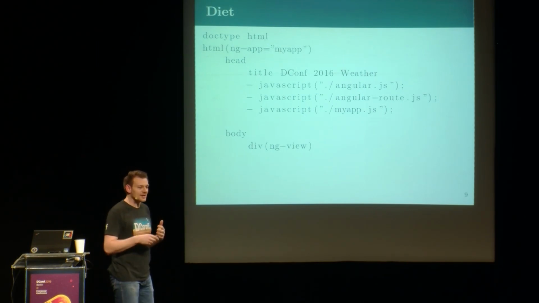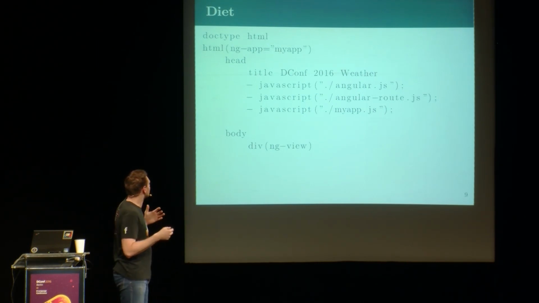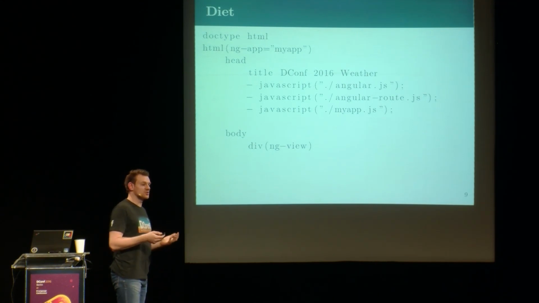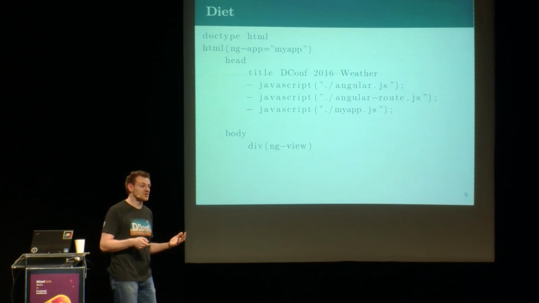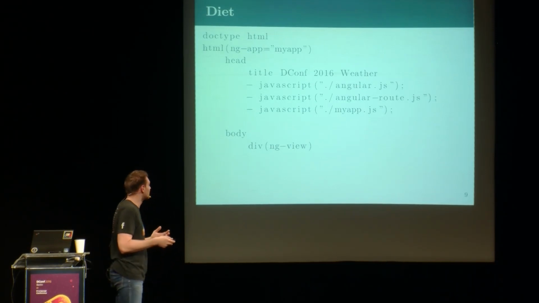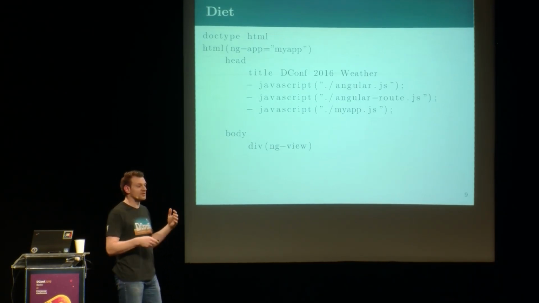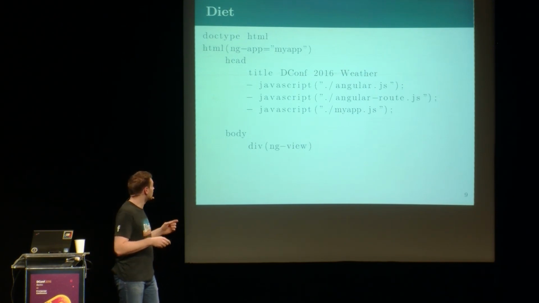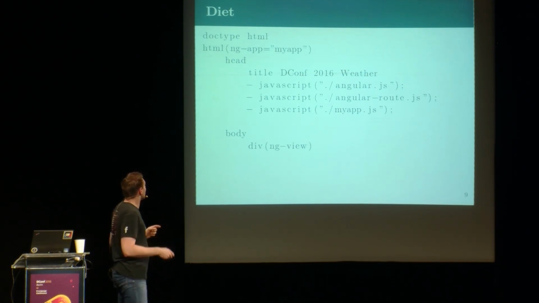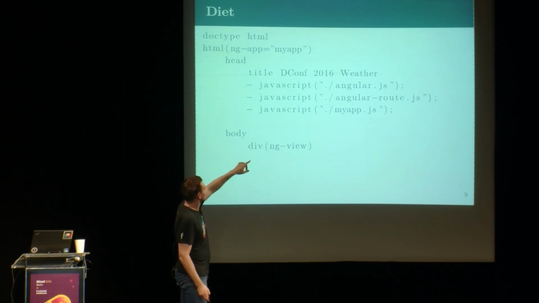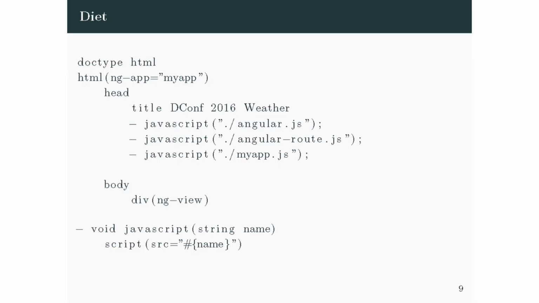You have indentation to give you the structure, which you usually do by opening and closing HTML tags or XML tags. And here you basically do the same thing with indentation. And the really cool thing is you see this minus here in the JavaScript. That is actually a function we wrote in Diet, which then gets extended to a script tag where the name is passed in. So even less repetition, we can write functions now.